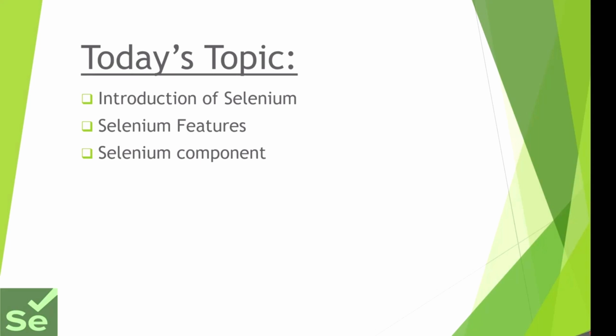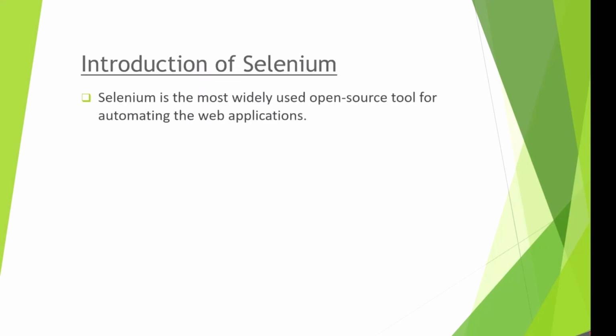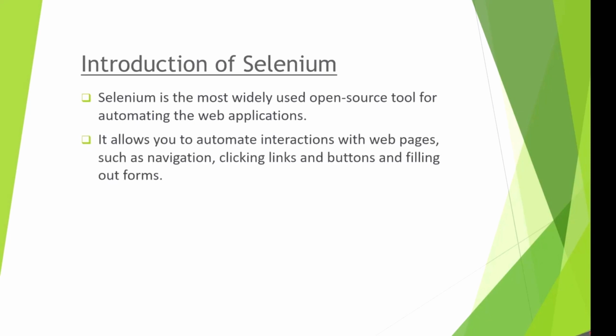Hello everyone. So today we are going to discuss introduction of Selenium, different Selenium features and Selenium components. So what is Selenium? Selenium is the most widely used open source tool for automating web applications. It allows you to automate interaction with web pages such as navigation, clicking on different links or buttons, and filling out form data. So in short, it is used to automate a web page.